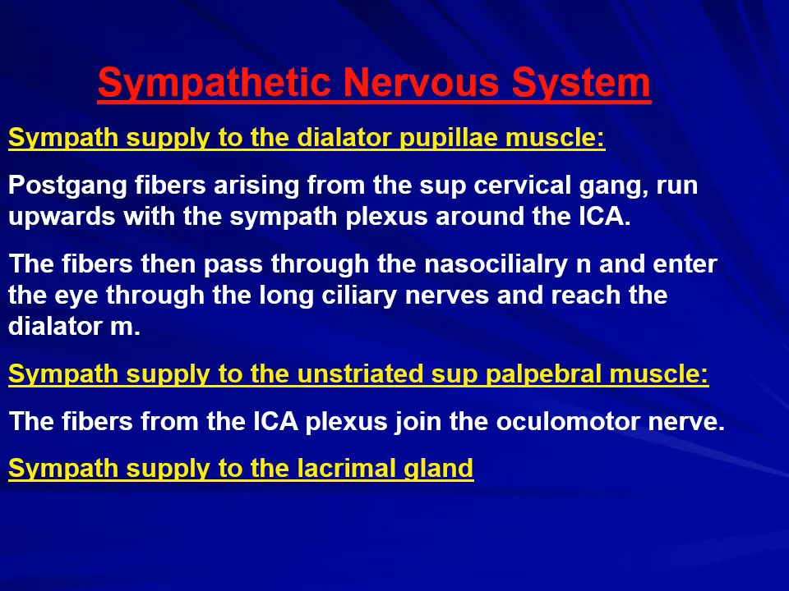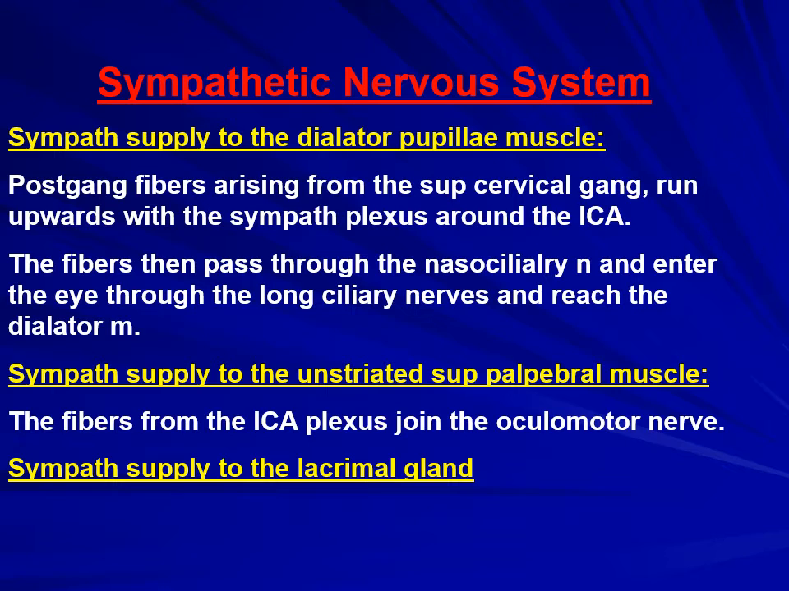It arises from fibers arising from the thoracic segments, then going to the superior cervical sympathetic ganglion in the sympathetic chain. The postganglionic fibers run upwards with the sympathetic plexus around the internal carotid artery. Fibers then pass through the nasociliary nerve, a branch of the ophthalmic division of the trigeminal, entering the eye through the long ciliary nerves and reaching the dilator muscle.